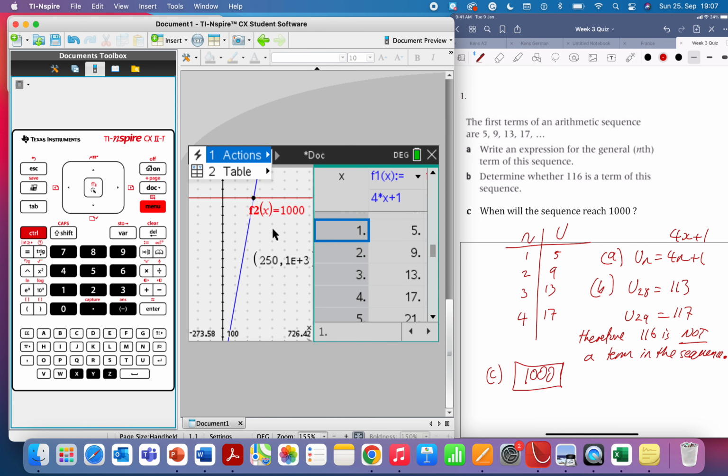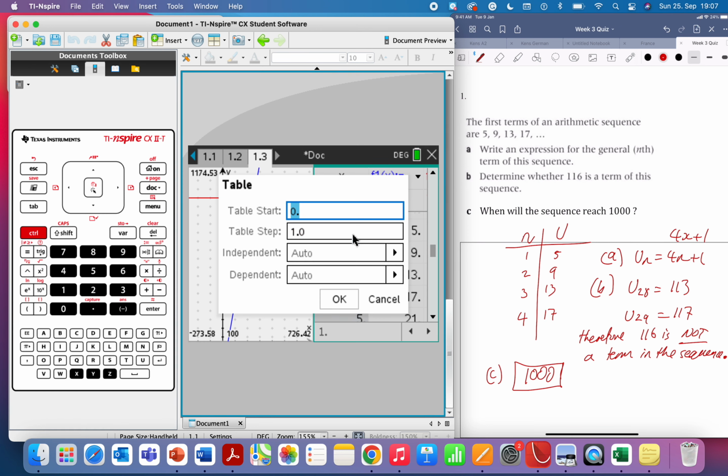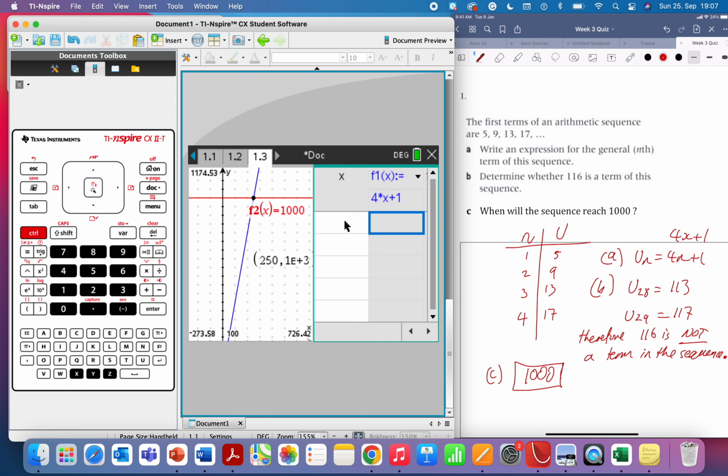We go to the menu, and we go to table, and we edit table settings. Under the independent, we go to ask. And then we just put in numbers for x. Well, we got 401, maybe 200, maybe 300, too much, 250, 249, perfect. And look, with that we've got our answer.